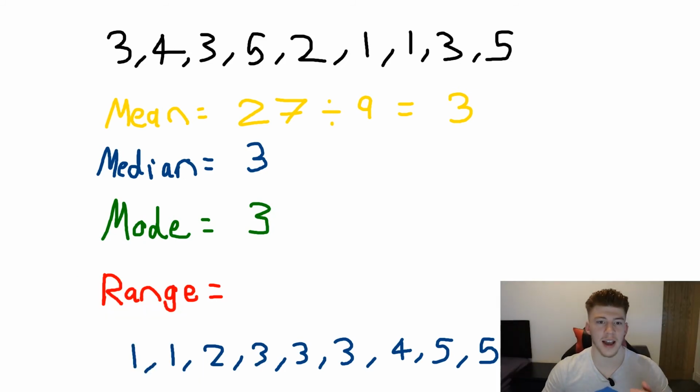And finally, we have the range. You take the highest number, which is 5, take away the lowest number, which is number 1, and you should get the range as 4.